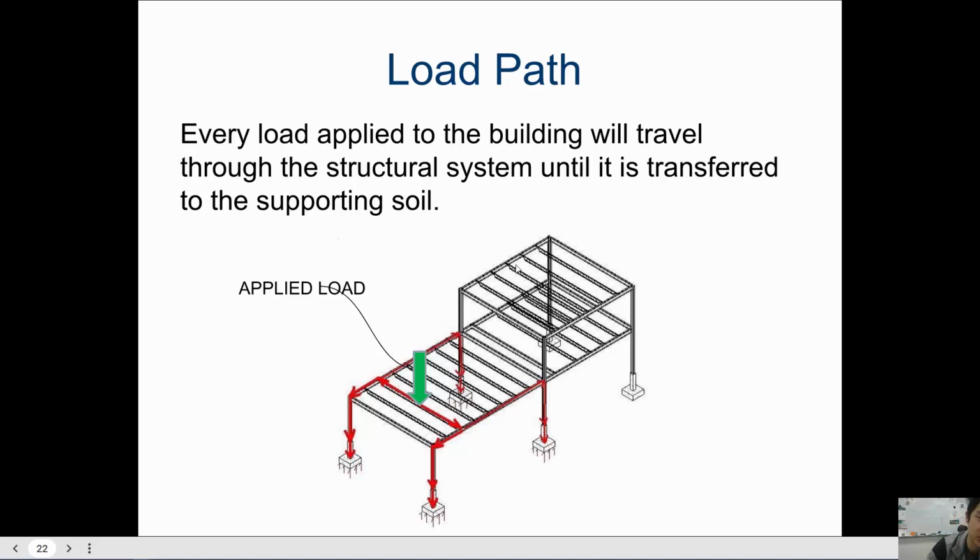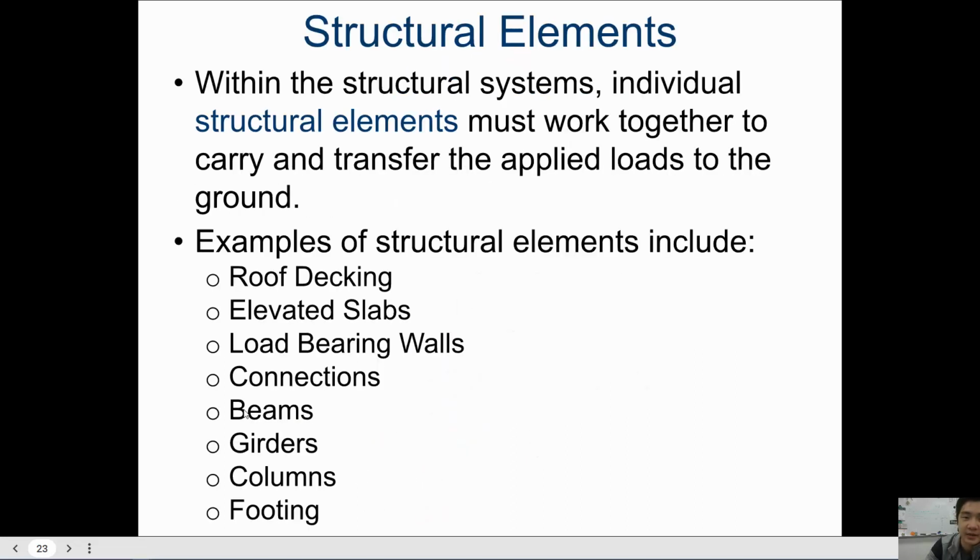every load will travel through the structural system until it goes to the soil. So again, we start at the top. If we have, for example, this concentrated load, it would fall along the beam here, go along these girders, go down the column until it reaches back to the soil or the earth. Okay, we covered some of these structural elements in our last class, so I'm not going to spend a lot of time here, but obviously they all work together to get loads from wherever they start to the ground.